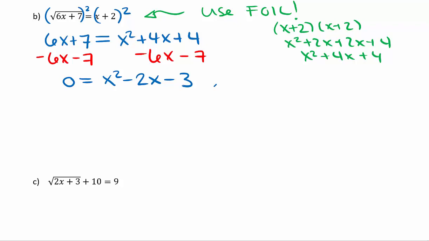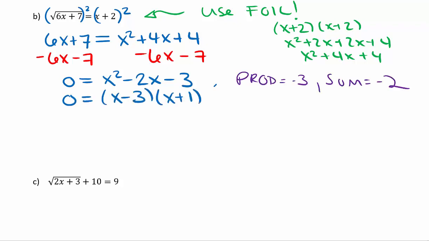Now I'm going to see if I can factor. Product of negative 3, sum of negative 2. Minus 3 and plus 1 work. They have a product of negative 3 and a sum of negative 2. So I have two possible answers, x equals 3 and x equals negative 1. Now I do have to check both of these answers. It's possible both work. It's possible neither works, and it's possible that only one works.